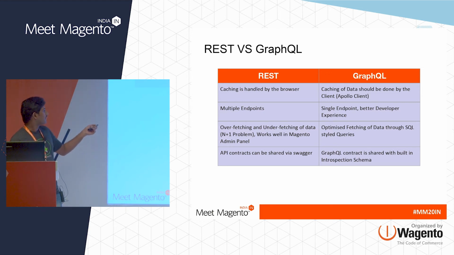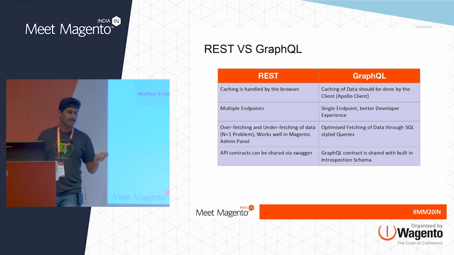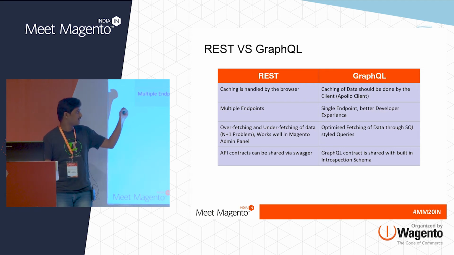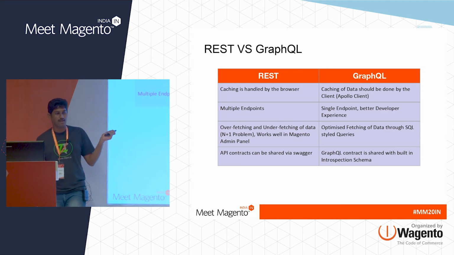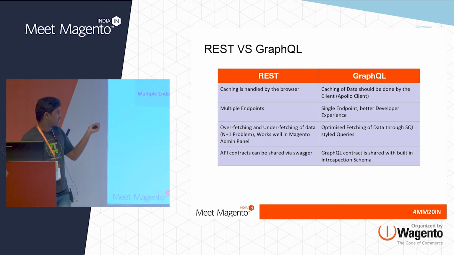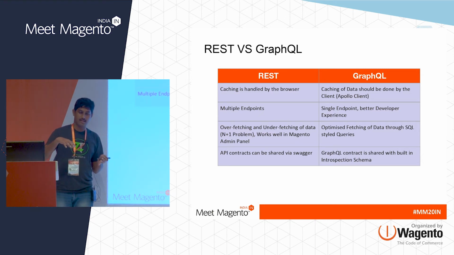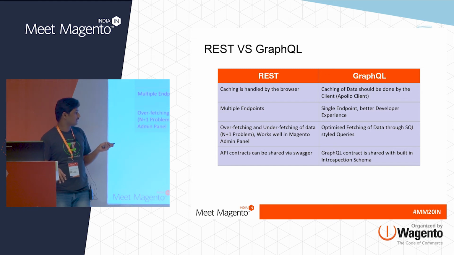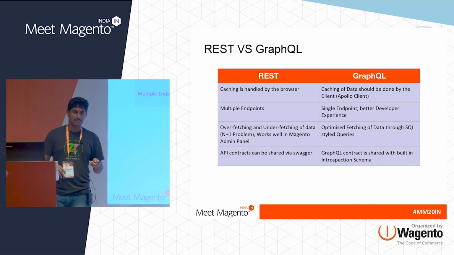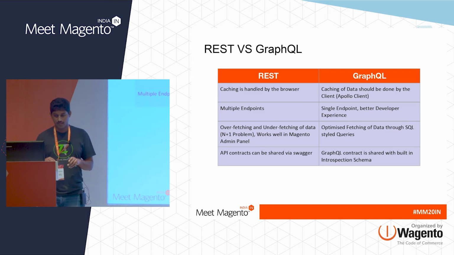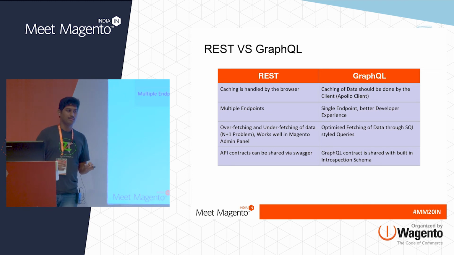So you have to be very picky when you choose a GraphQL caching strategy. And the next is that in REST we have multiple endpoints, and in GraphQL there is a single endpoint, and it will give you a better developer experience. When you say multiple endpoints, it doesn't mean that it is hard to remember them, because you can have a Swagger API and work with that.